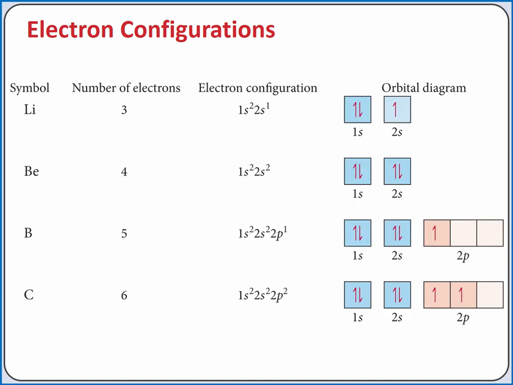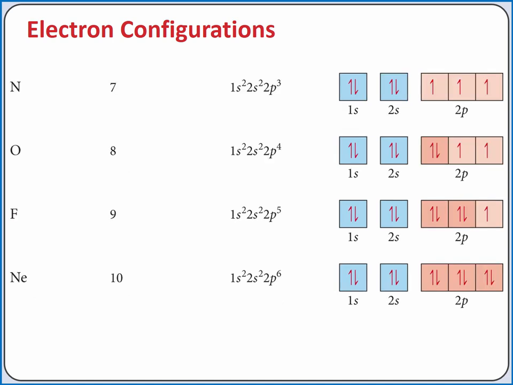We can see the Aufbau principle at work in our electron configurations for lithium through carbon. And we see Hund's rule at work as we finish out the orbital diagrams for nitrogen through neon. The 2p orbitals fill singly first with parallel spins before we double up 2 electrons in an orbital.